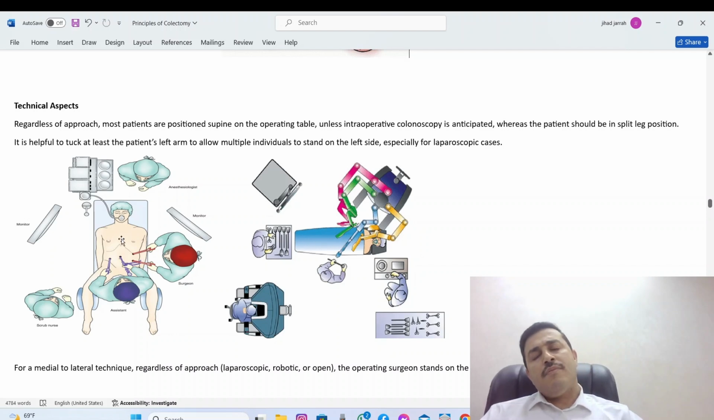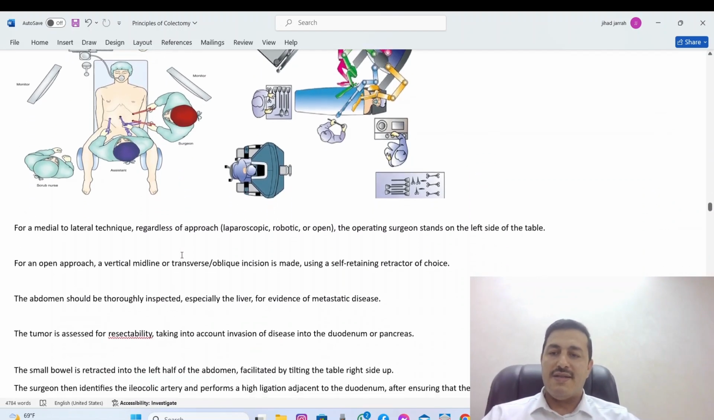One of the difficulties that I face when I proceed with colectomies with a senior colleague is to know his preference regarding the positioning, where he wants to stand, and where to insert the ports. So it depends on the main surgeon, actually. This is what I want to say.